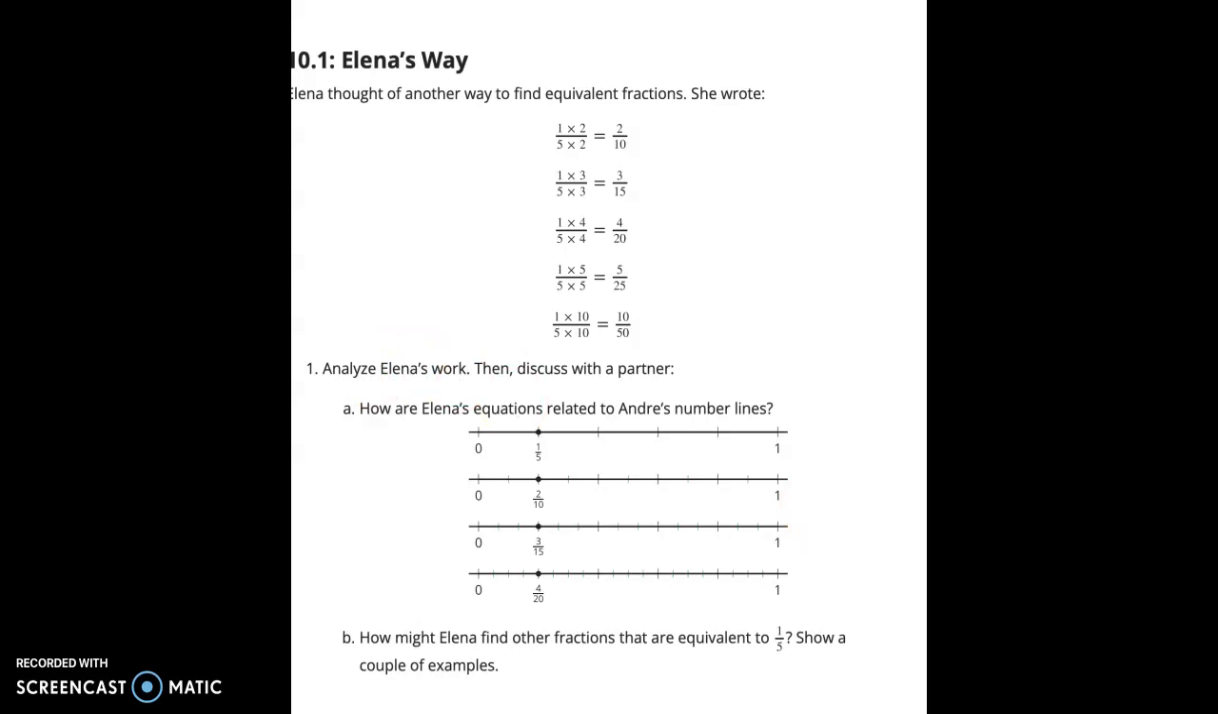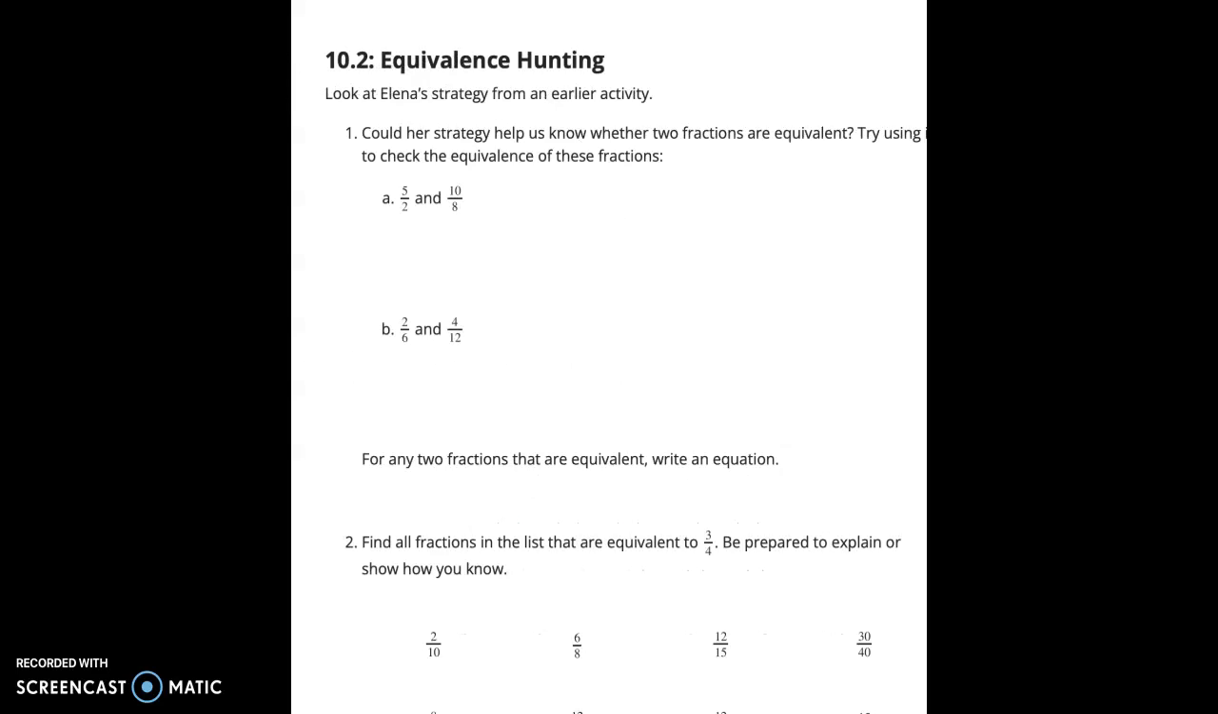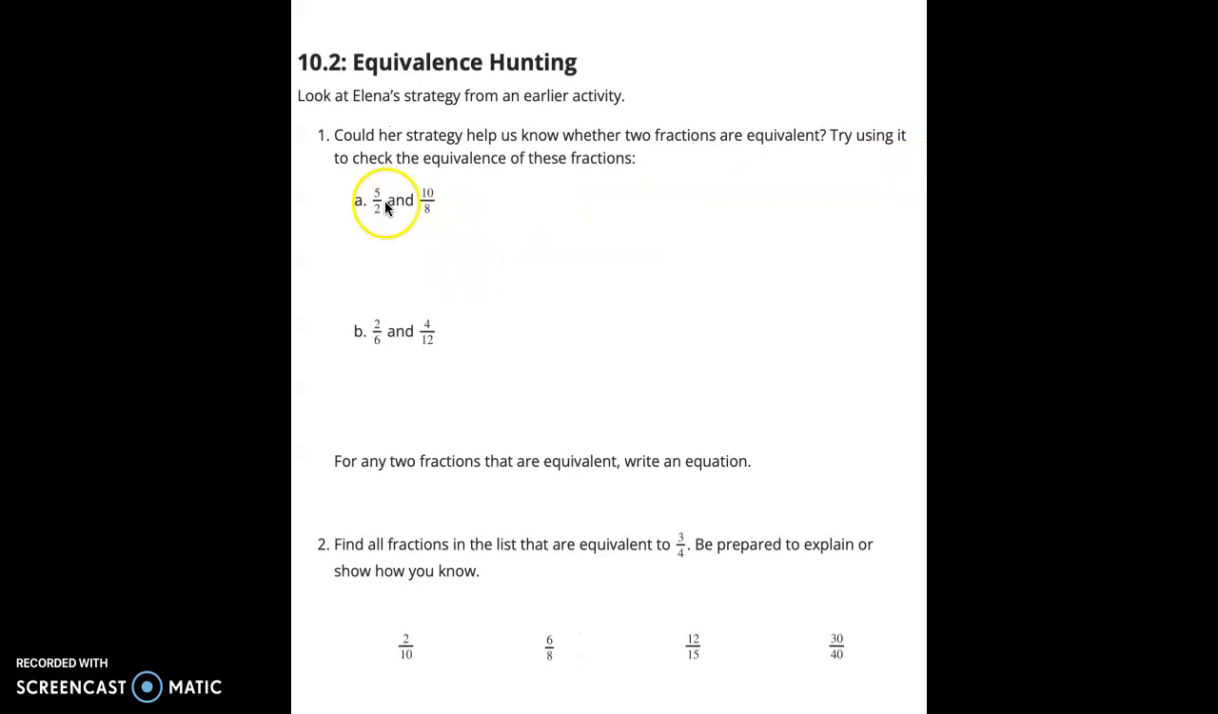So that's how Elena might find some other ways. Okay, let's go on to our next paper in lesson 10. We're taking what we did on our other page, and now we're looking at Elena's strategy and using her strategy to figure out whether two fractions are equivalent. So we have these two fractions here. We have 5/2. Don't let the 5 scare you. It's a higher number on top because that means we have more than one whole. And 10/8, if it's equivalent. Same thing, it's a higher number on the top. So we just have to figure out if those are equivalent fractions.